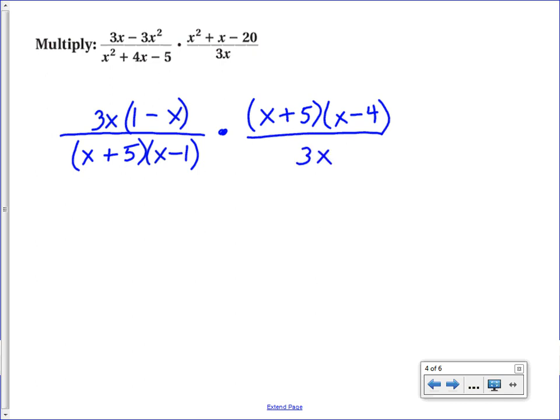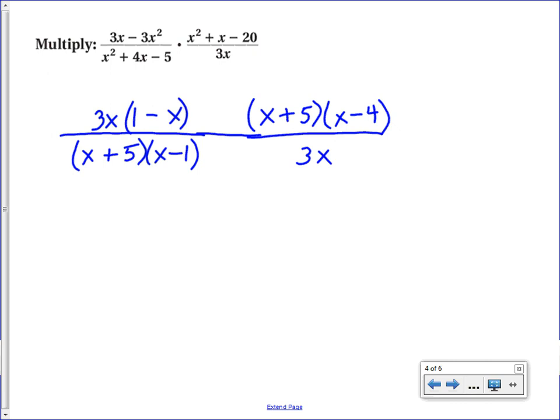Okay. Now, because this is multiplication, and I'm going to go straight across the top and then straight across the bottom, what I like to do is just erase the multiplication sign and make it one big fraction, right? This is how I would multiply these two fractions together. I would put all of those things on the top and all of those factors on the bottom.